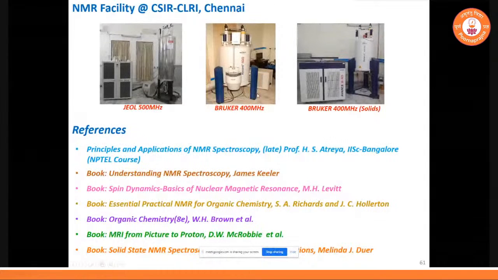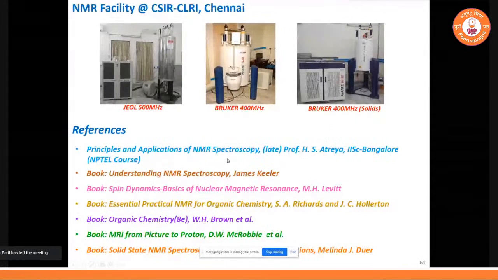These are 7-year-old machines. This is a Bruker 400 megahertz solution state NMR. This is well automated, because we can put 24 samples at a time. This is a 400 megahertz solid state NMR that I am taking care of. This is not automated. Everything is manual here, yes.